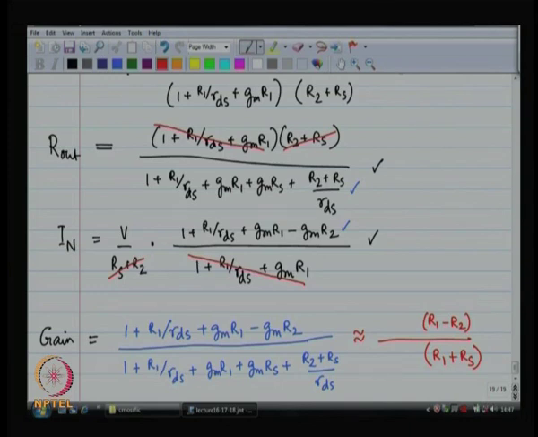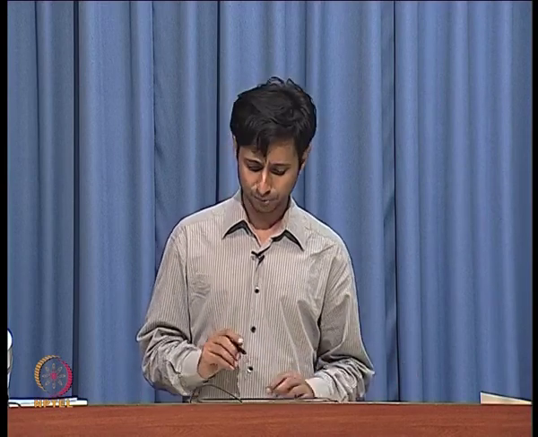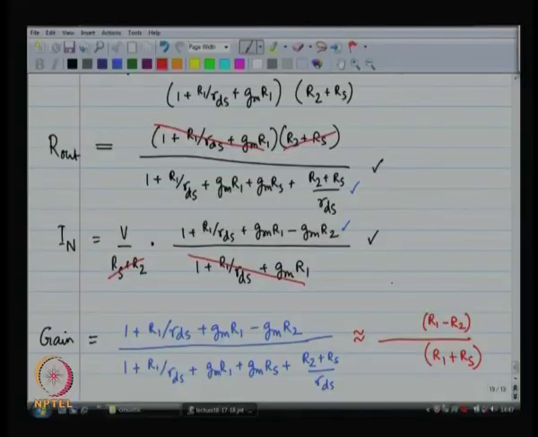Should R2 be larger than R1? R2 smaller than R1? You want the gain to be negative and you want it to be more than 1. So, R2 has got to be much larger than R1, right. Not only larger than R1, R2 minus R1 has to be more than R1 plus RS.